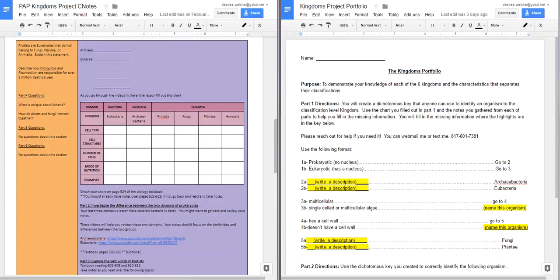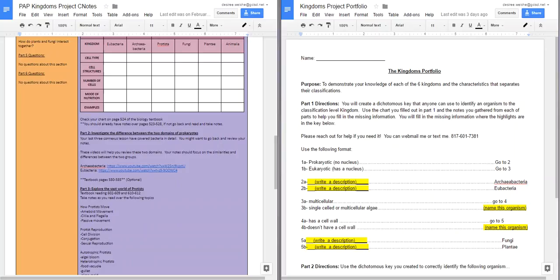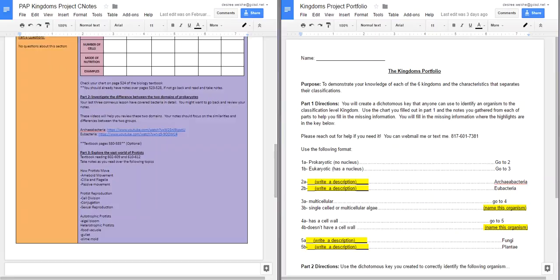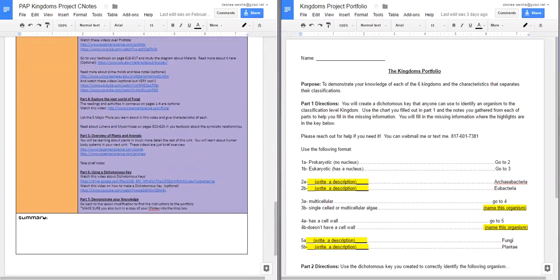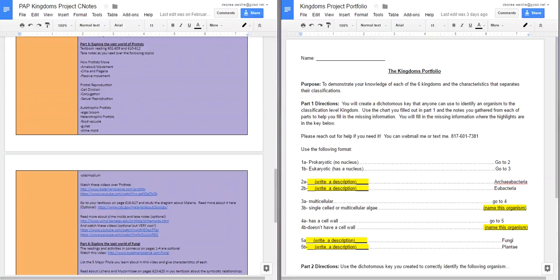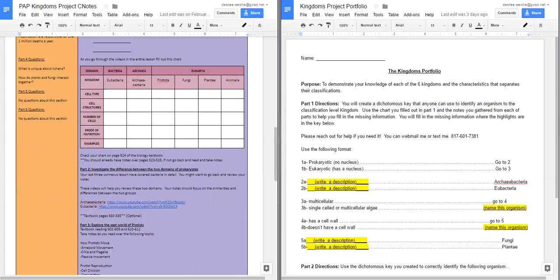Okay. As you go through the rest of these parts, there's part 2 over the 2 domains of prokaryotes, which would be Archaeobacteria and Eubacteria. There's a part over protist, there's a part over fungi, and then there's a part over plants and animals. As you go through those parts and watch the videos over each one of those kingdoms and read the text, you're going to fill in this chart here with the characteristics.